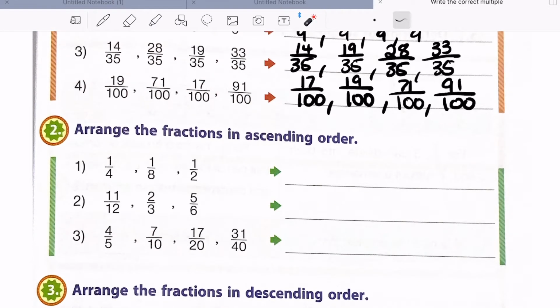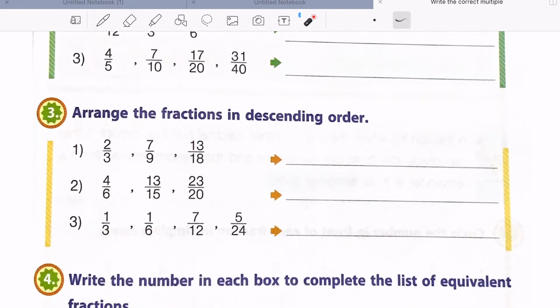What if it's different? So number 2 says, arrange the fractions in ascending order. So here we see 1/4, 1/8, 1/2. These are different denominators. So what do we have to do? We see 8, right, as the biggest number here. So we're going to turn everything into 8. 1/4 we're going to turn into eighths. 1/2 we're going to turn into eighths. We want to turn everything into eighths.